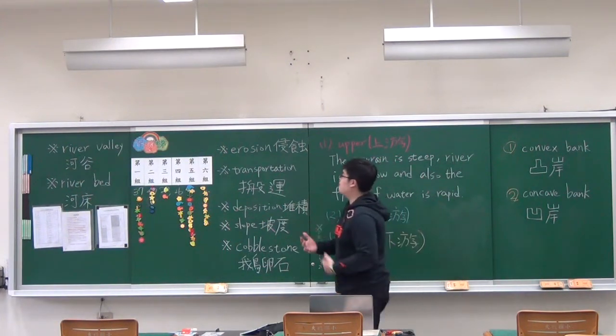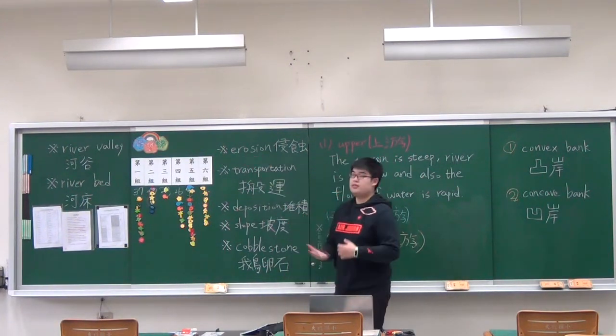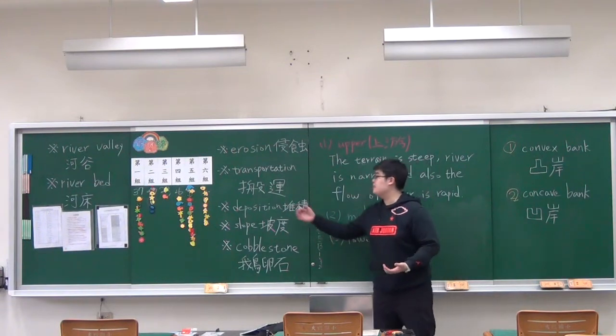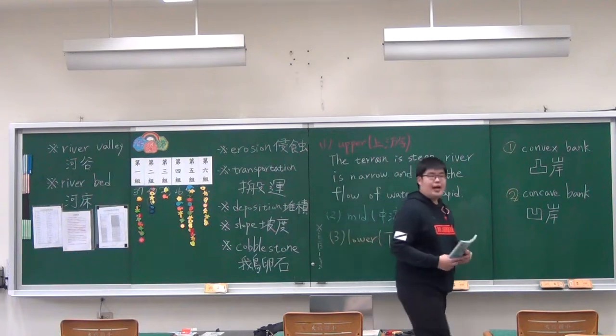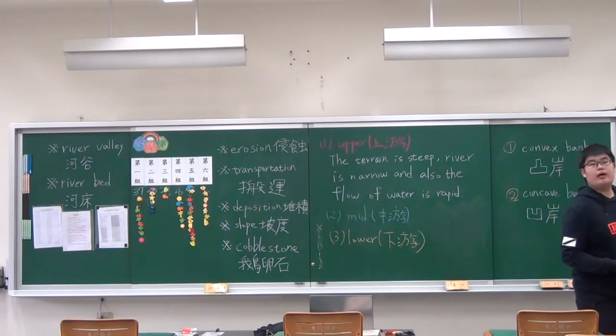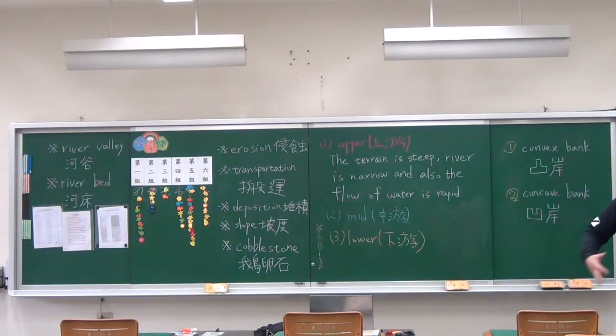So next class we'll have to talk about erosion, transportation, and deposition. Now, please talk about how well the erosion occurred. What kind of position or condition will erosion occur? An answer? Team? In the upper of the river, that's right.